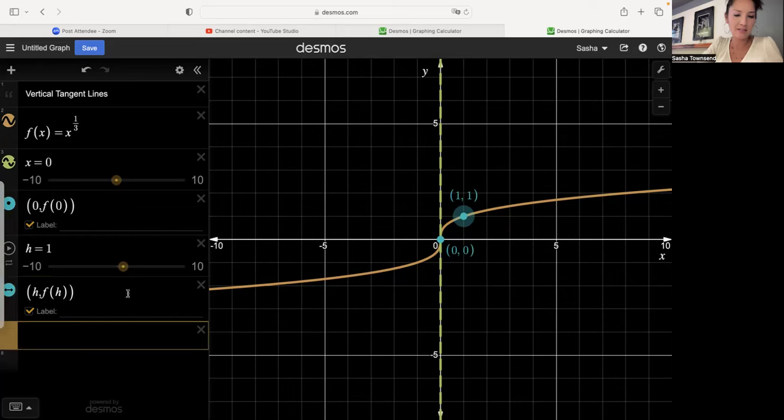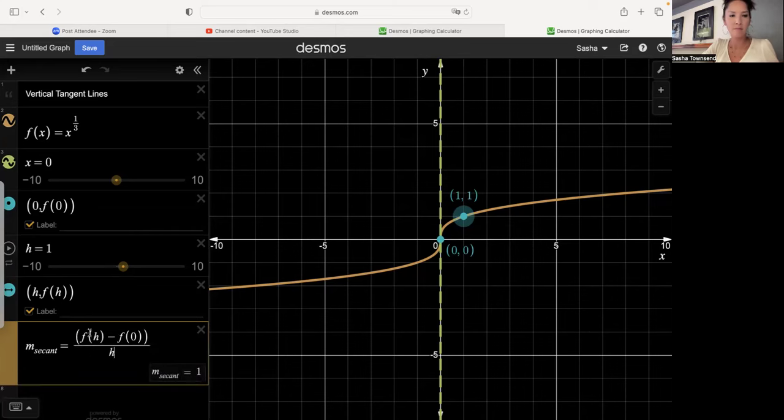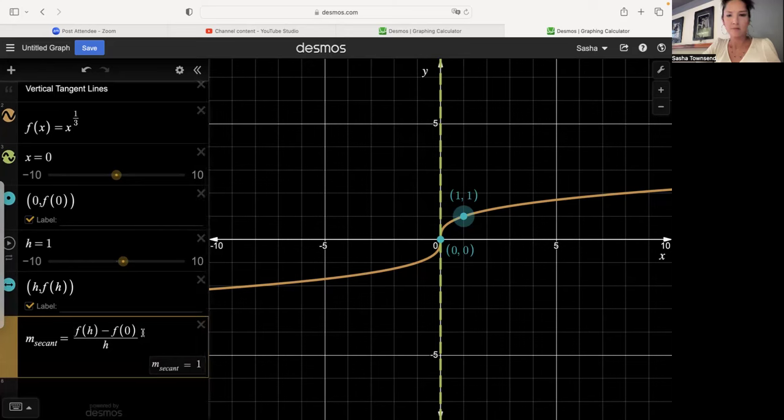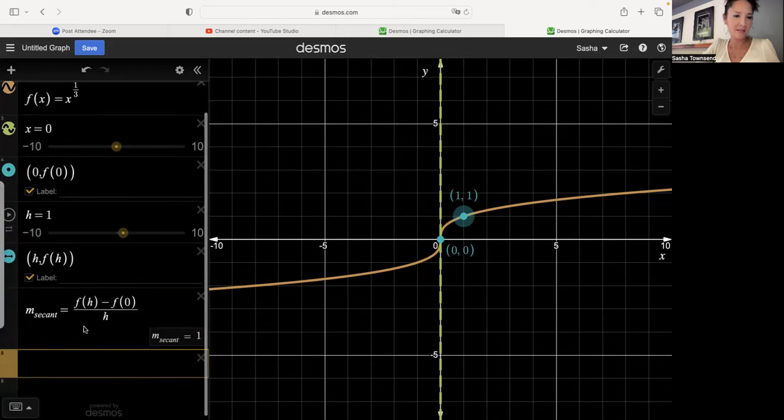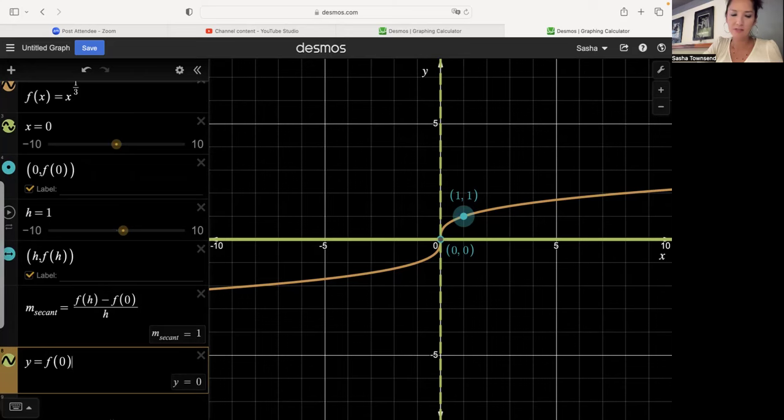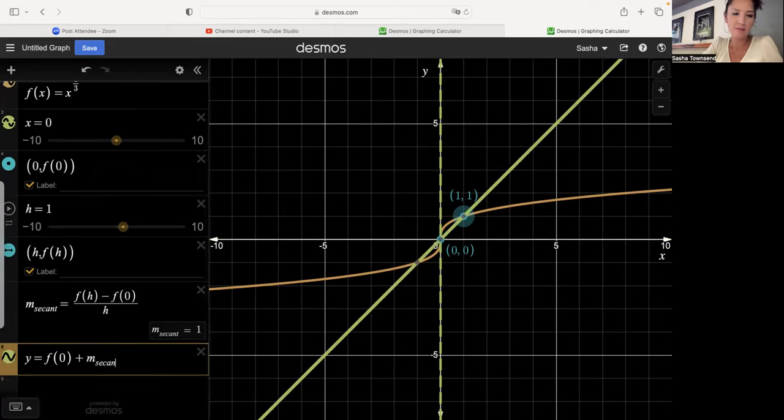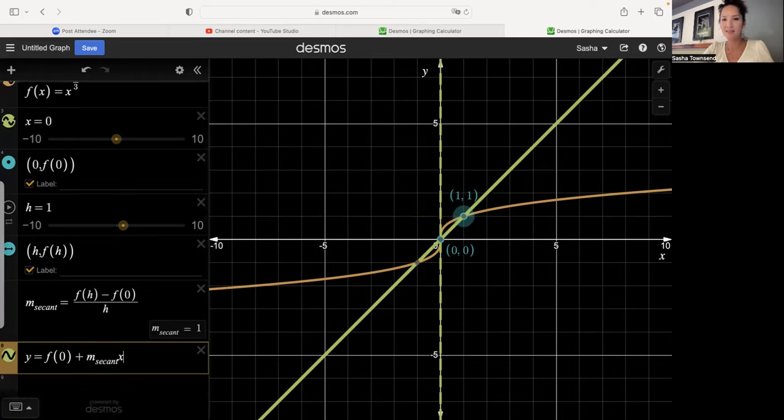And now we'll sketch the secant line again. There's our secant line, or our slope of the secant line from this point to this point. We'll say y equals f of 0, the point of interest, plus the slope of the secant line, times x minus 0, which is just x. Now we've graphed our secant line. Now let's think about what happens to the secant line as h goes to 0.